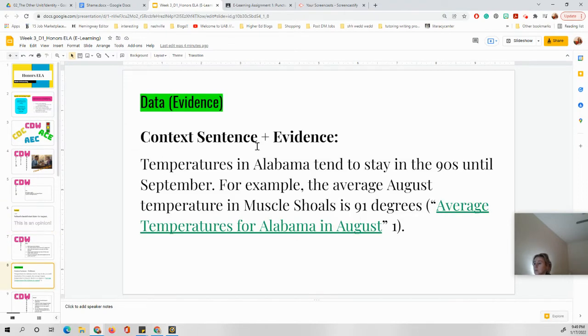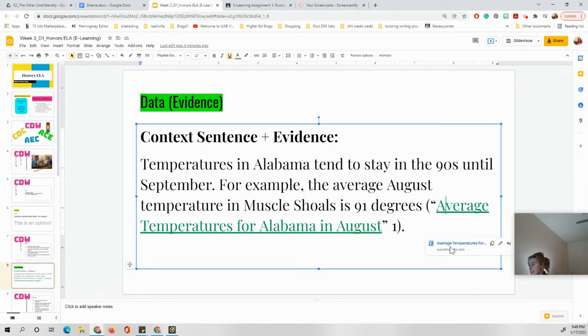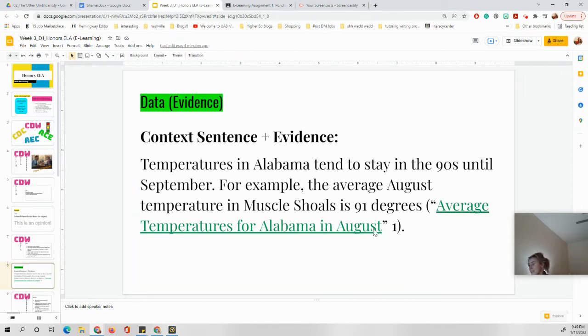Well, okay, why? Temperatures in Alabama tend to stay in the 90s until September. For example, the average August temperature in Muscle Shoals is 91 degrees, okay? And then I have a link that is cited, so you can go to the website, and I have it in my nice ELA citation right there, okay? That's how you cite a website with no author.